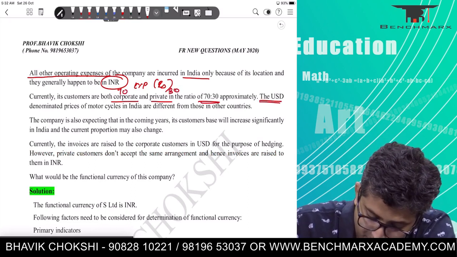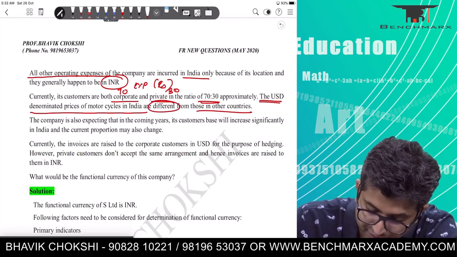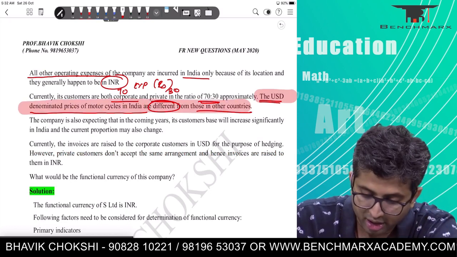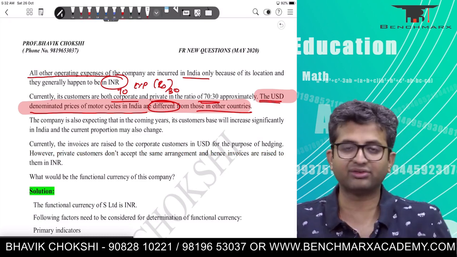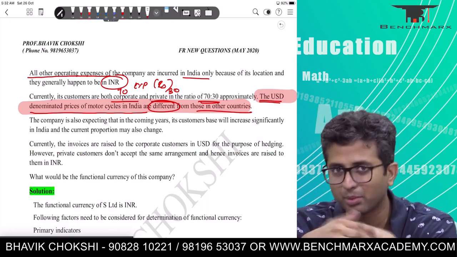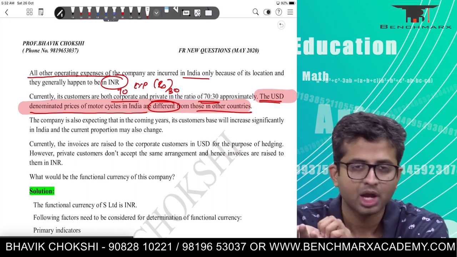The USD denominated prices of motorcycles in India are different from those of other countries. This is a very important line. This is showing you that if USD was the functional currency, then your prices would have been the same. So if you are booking an airline ticket of Lufthansa, whether you are booking it from India or whether you are booking it from Germany, the price should be the same. It should not be different.